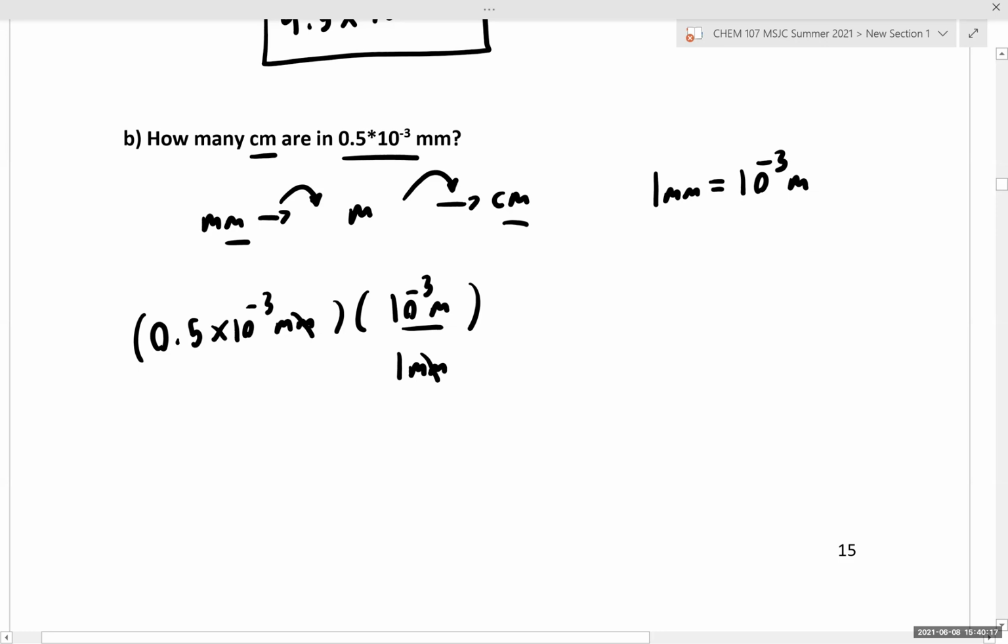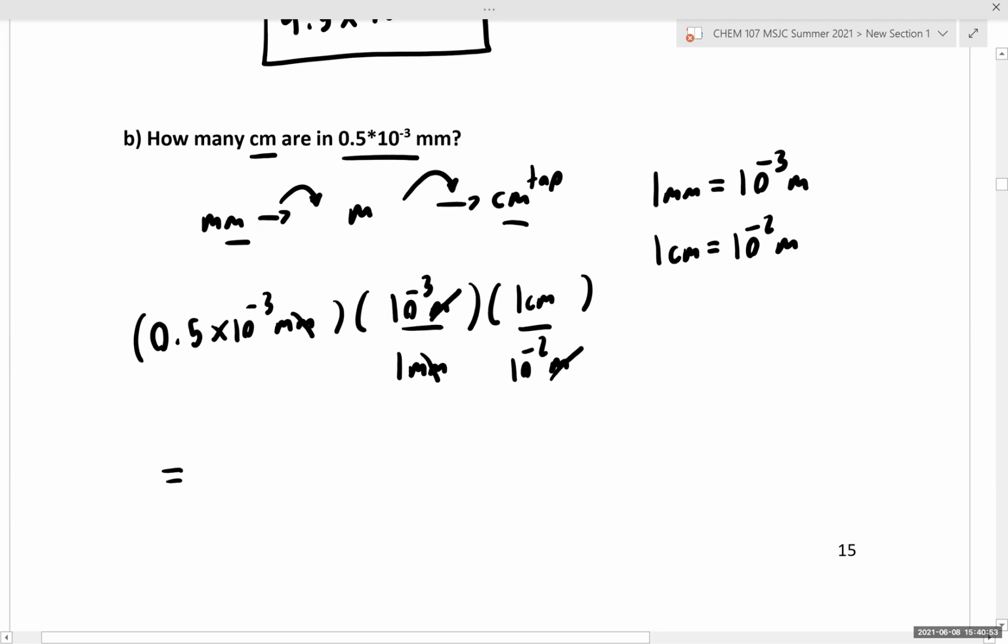To go from meters to centimeters, we know 1 centimeter corresponds to 10 to the negative 2nd meter. So to go from meter to centimeters, we're going to put centimeters on top. So we have 10 to the negative 2nd meter per 1 centimeter. That's not right because centimeters need to be on top. So we're going to put 1 centimeter over 10 to the negative 2nd meter. Now our units cancel. So with that full setup, we've canceled all of our units.